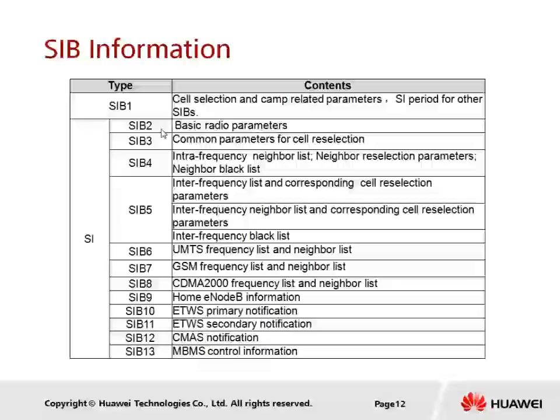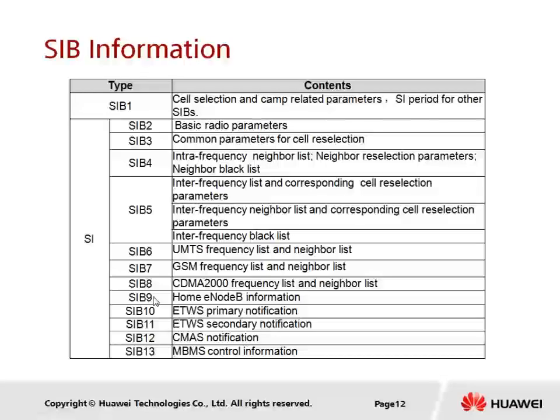So this is to check if the user came on the appropriate network or not. SIB2 carries basic radio parameters, where all of the information of uplink bandwidth, uplink channels, and all of the information of downlink channels are carried by SIB2. SIB3 carries the common parameters for the user to perform cell reselection. SIB4, 5, 6, 7, and 8 carry the neighbor list for reselection, which could include the intra-frequency neighbor list, inter-frequency, UMTS, GSM, and CDMA2000 neighbor lists.